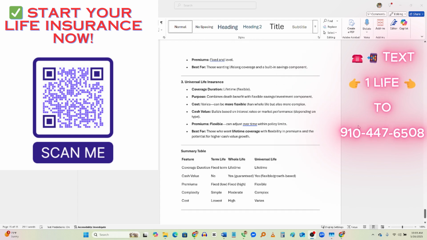Let's talk about universal life insurance. Coverage duration: lifetime. Flexible, which means you can make your payment anytime you want. You can stop making payments, you can pay extra, and so on and so forth.